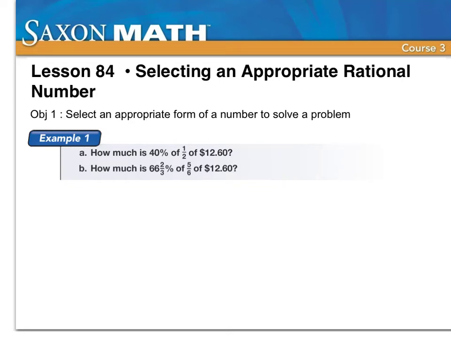Okay, we are moving on to lesson 84. We're talking about selecting an appropriate rational number. And our objective is right here. Okay? So we got two examples. So look at the first one.